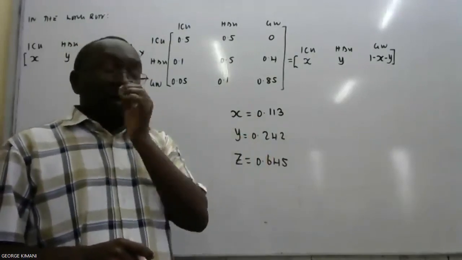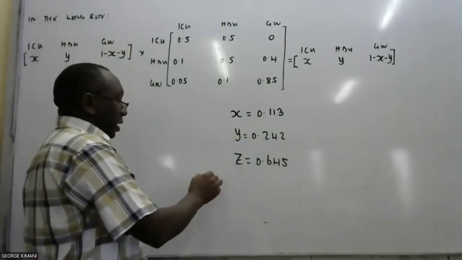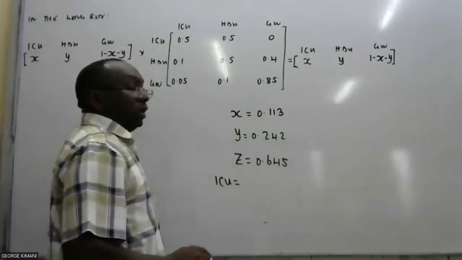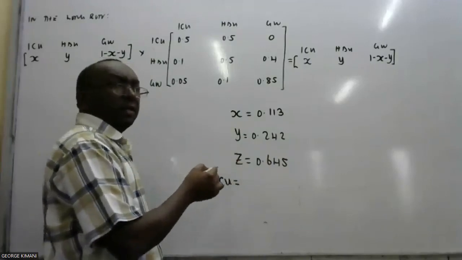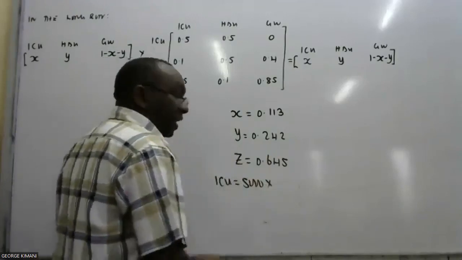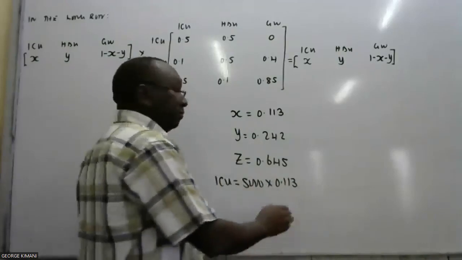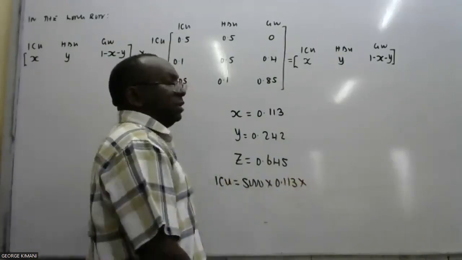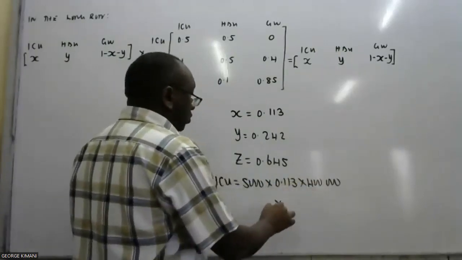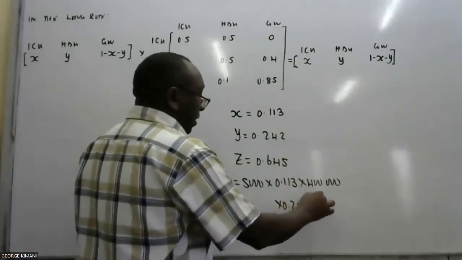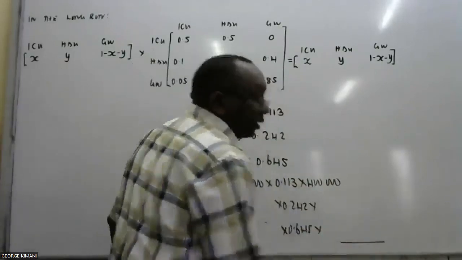Now, from there, on the costs, that's what you're asking. So, on the costs, ICU. The total hospital has how many patients? 5,000. So that's the 5,000 multiplied by 0.113. Those are the patients in that hospital in that room. Then a cost, one patient is costing how much? Is it 400? 400. Yeah. So the same case you do here, 0.242 multiplied by 200. Now this gives 0.645. Then you get the doctor here.